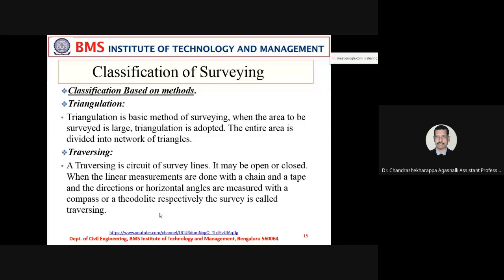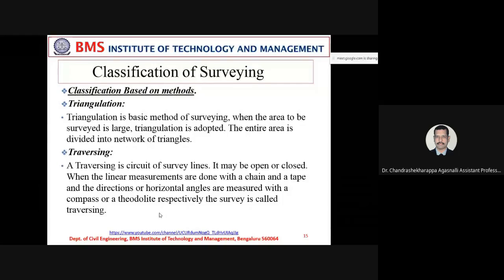Classification based on the methods. That's called the triangulation method, the basic method of surveying. When the area to be surveyed is large, triangulation is adopted. The entire area is divided into a network of triangles. I told you this: when you are going to survey large areas, you need to divide the entire area into different triangles. That is called your triangulation survey.